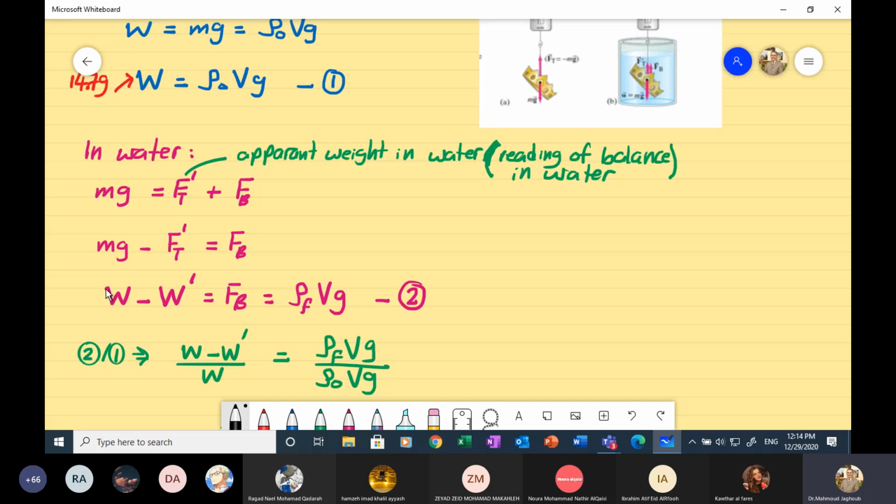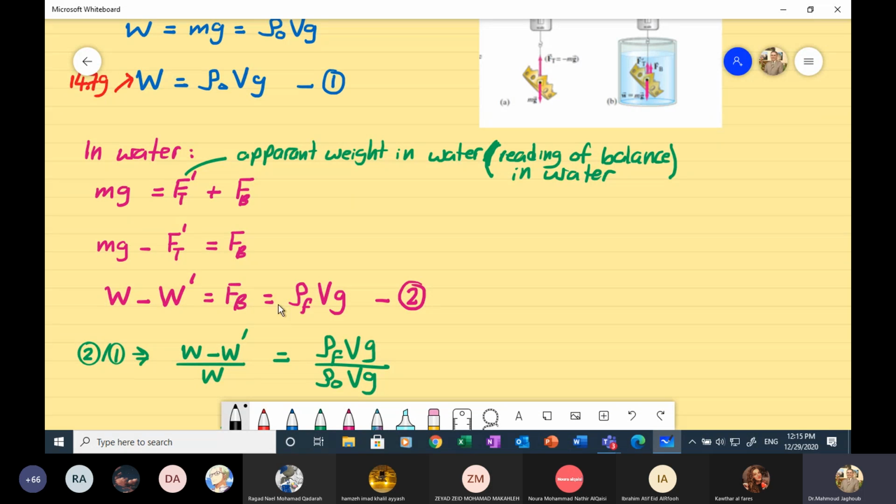Now, mg is the weight. F prime t is the weight in water. We call it the apparent weight. I call it W prime. What is the apparent weight? It is the weight that the balance measures in where? In water. But why is it smaller than the true weight? Because you have another force acting, which is the buoyant force upwards. Okay, so we have W minus W prime equals FB, which is the buoyant force.